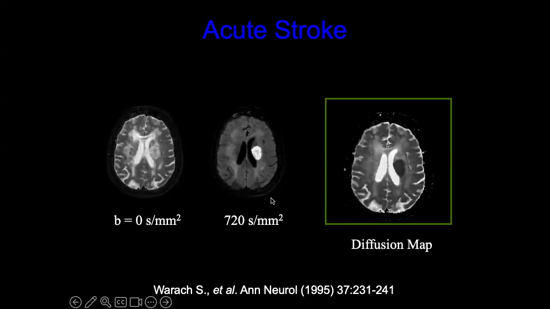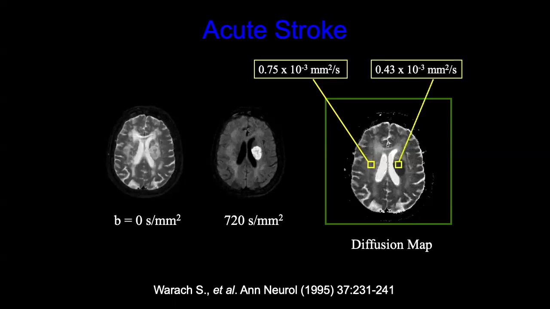And you can calculate what the actual diffusion coefficient is there. So this is a quantitative map. And we can look on the contralateral side where you've got healthy tissue, and your diffusion coefficient is about what we expect, about 0.7 times 10 to the minus 3 millimeters squared per second. And then in that area of stroke, it's dropped by almost half. So this has been used for a long time clinically.